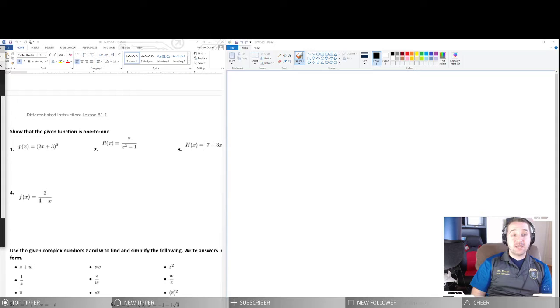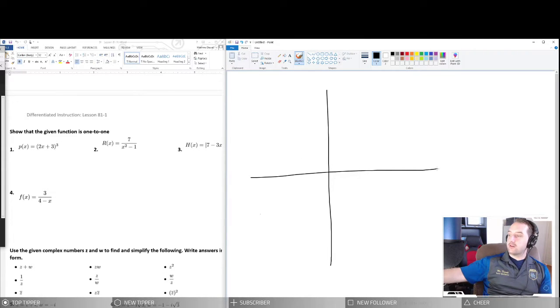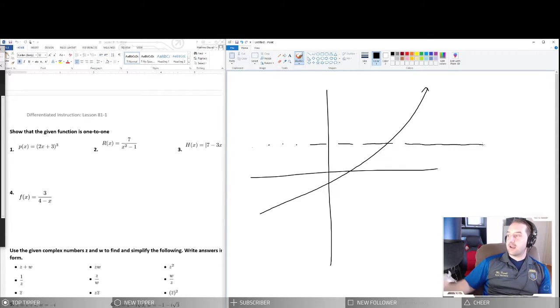There is a special type of function called a one-to-one function. Essentially, a one-to-one function, if this was our graph, passes what we call the horizontal line test. So if you draw a horizontal line, it'll only cross the graph once. One-to-one just means for every one x, there is only one y value. Or conversely, for every one y, there's only one x.